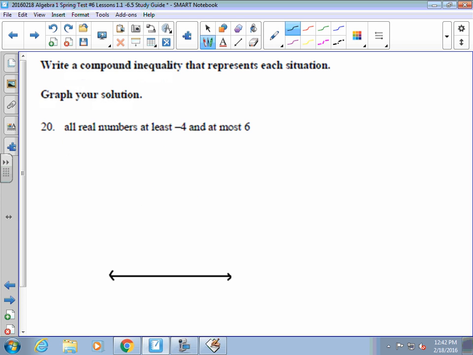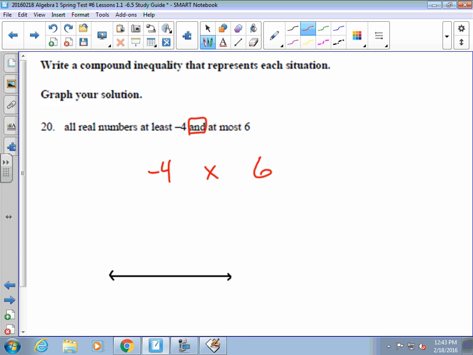Number 20, write a compound inequality that represents each situation. Graph your solutions. All real numbers at least negative 4 and at most 6. Anytime you see this little conjunction and, you're going to put x in the middle. X is in the middle. Negative 4 is the smaller number, so it'll go on the left. 6 is the larger number, it'll go on the right.